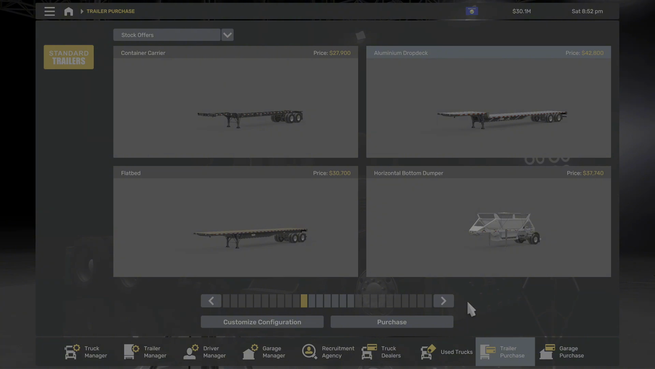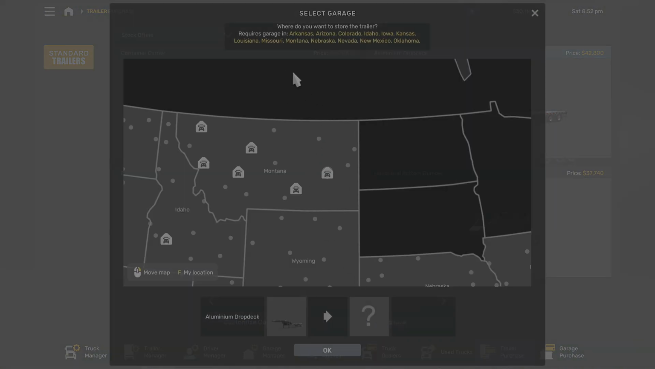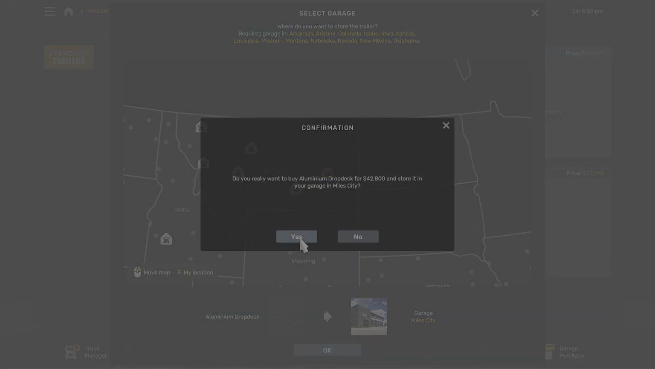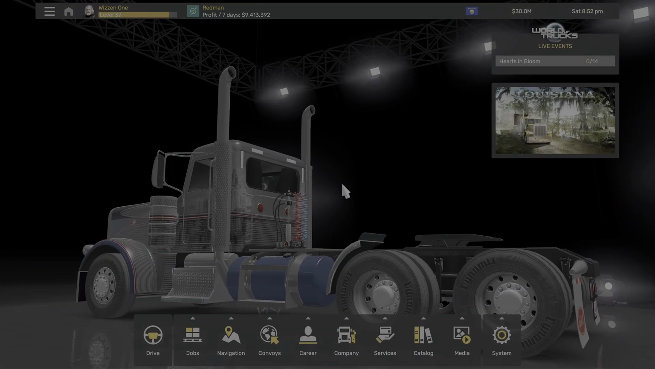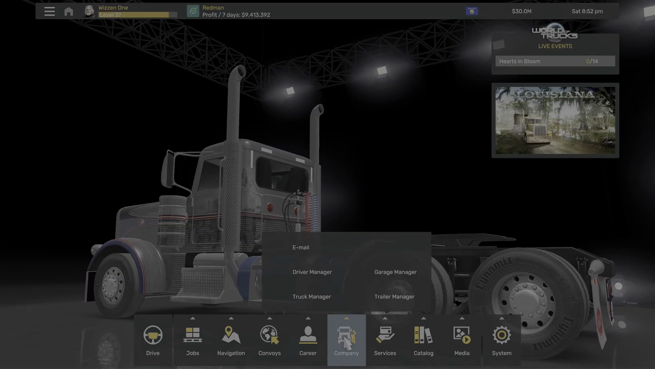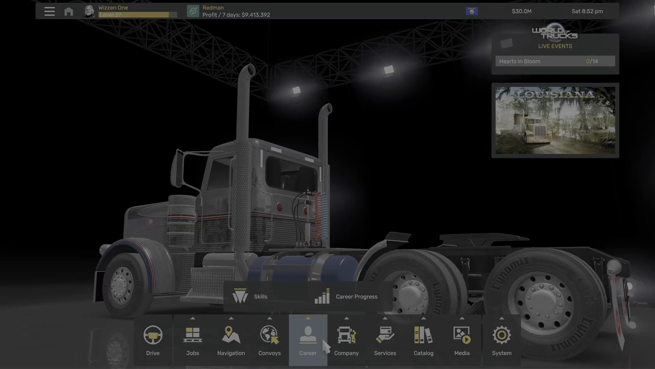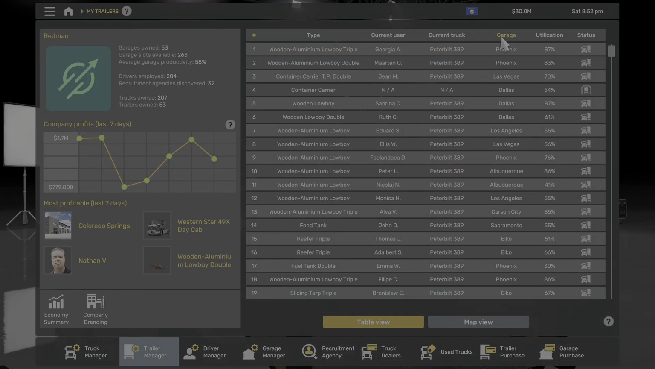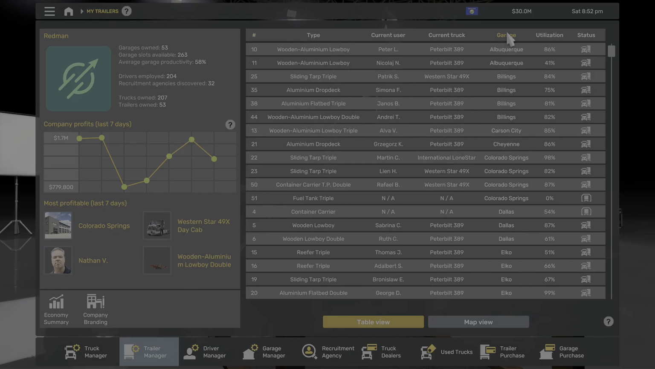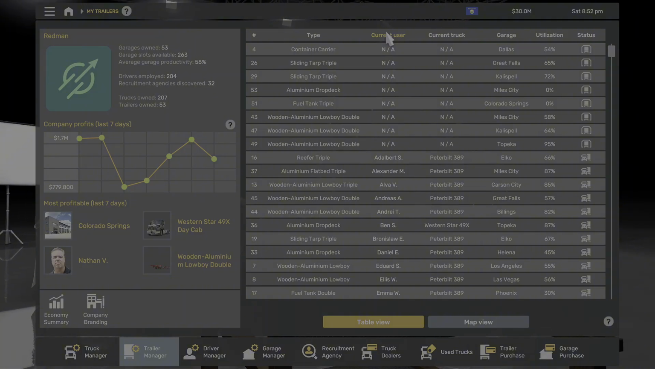Did I purchase it or not? Oh, select the garage. Billings, I just swore I looked over here. I didn't see it. Okay, yes. Okay, that's better. Now, current user, nobody. There we go.